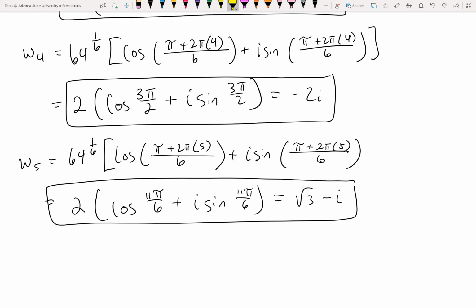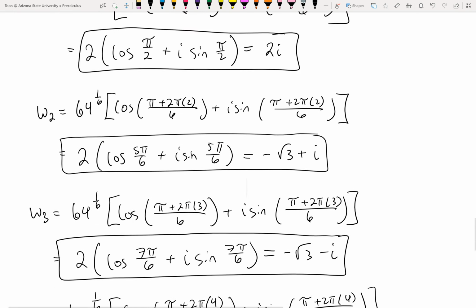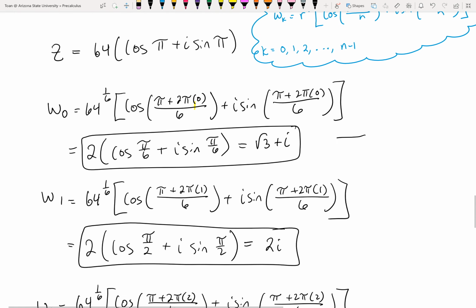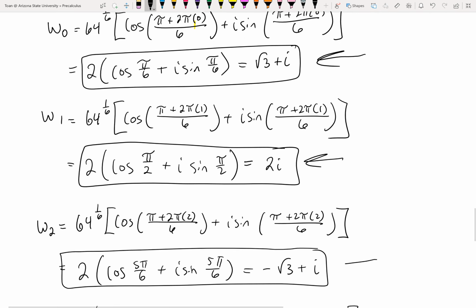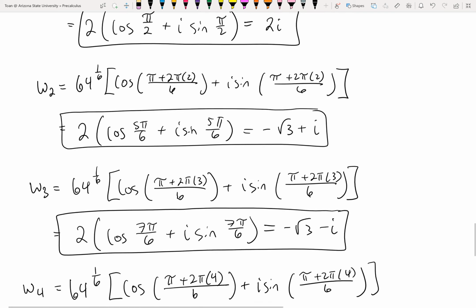But let's just say for fun you forget and you did do w sub 6. It's not going to give you the wrong answer. What happens is you're just going to cycle through all of these answers over again. If you were to do w sub 6, you're going to find out that it gives you this answer all over again. And if you did w sub 7, it'll be this answer. W sub 8, it'd be this answer, and so on and so forth. So these are the 6 distinct roots.